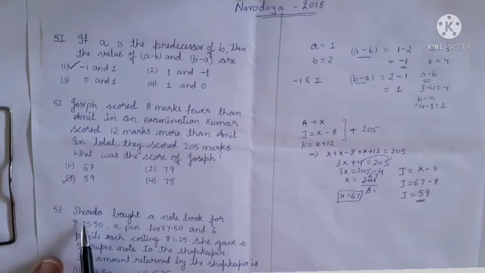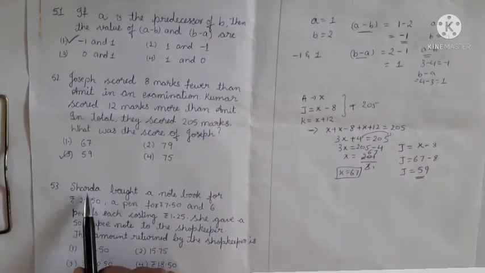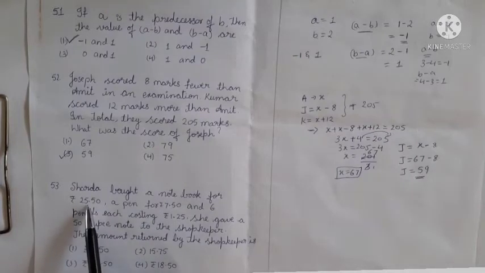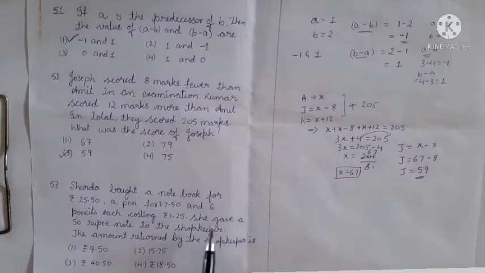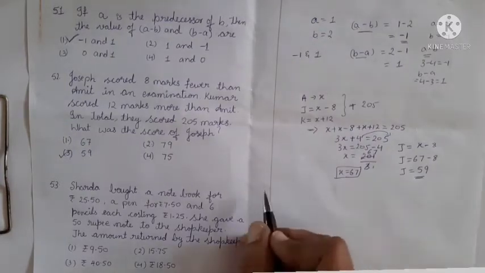Next. The third question is number 53. Sharda bought a notebook for 25 rupees 50 paise, a pen for 7 rupees 50 paise, and 6 pencils, each costing 1 rupee 25 paise. She gave a 50 rupee note to the shopkeeper. You have to calculate the amount returned by the shopkeeper. For that, we will first calculate how much she has to pay to the shopkeeper.